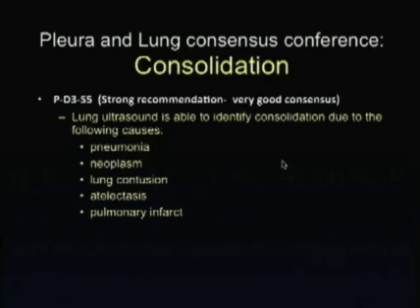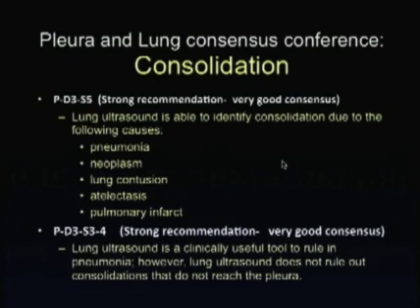The Pleura and Lung Consensus Conference findings on this, among others, were that lung ultrasound is able to identify consolidation due to the following causes: pneumonia, neoplasm, contusion, atelectasis, and infarct. Lung ultrasound is a clinically useful tool to rule in pneumonia. However, lung ultrasound does not rule out consolidations that do not reach the pleura.